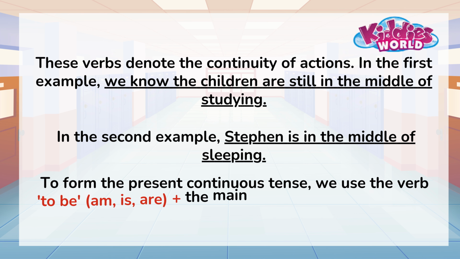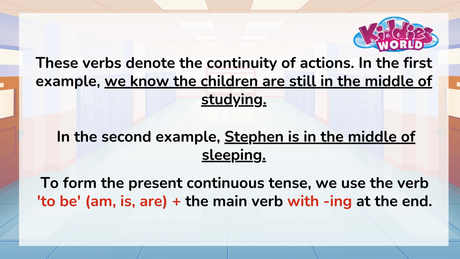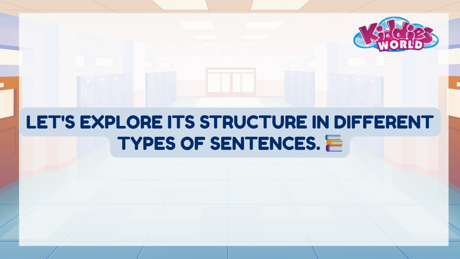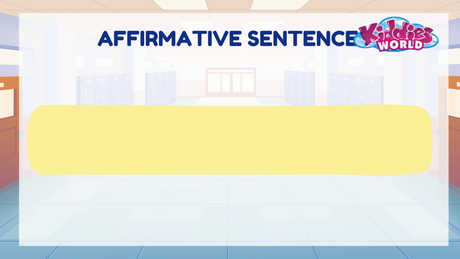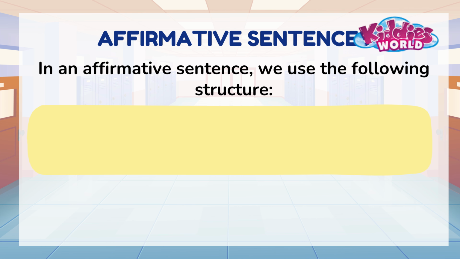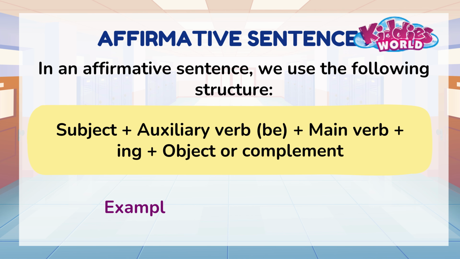To form the present continuous tense, we use the verb to be, that is, am, is, or are, plus the main verb with ing at the end. Here's how it works. Let's explore its structure in different types of sentences. Affirmative sentences. In an affirmative sentence, we use the following structure. Example, he is playing football.